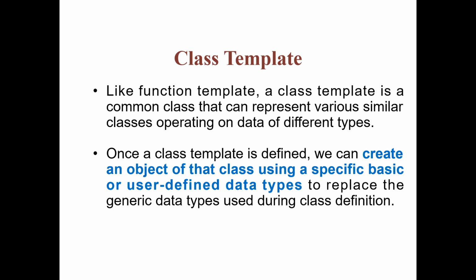and angle brackets. This acts as a placeholder for the actual data type you want the class to handle. Once you have defined a class template, you can use it to create objects of the class, specifying the actual data type you want the class to work with. This is done by providing the specific data type in angle brackets after the class name when you declare an object.